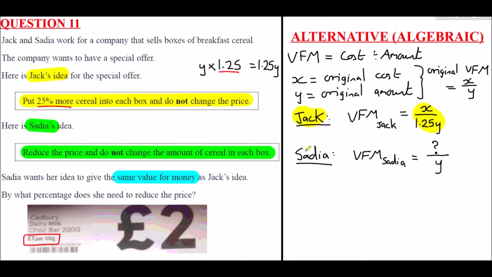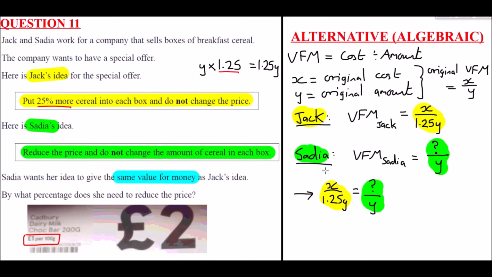Now, what she does want is to have the same value for money as Jack. So her value for money, which is this expression, must be the same as Jack's, which I've highlighted in yellow. So what we can do now is to get an expression. So we can say that x over 1.25y has to be the same as Sadia's value for money, which is some question mark, divided by y. So we've got two fractions which are equal to one another.